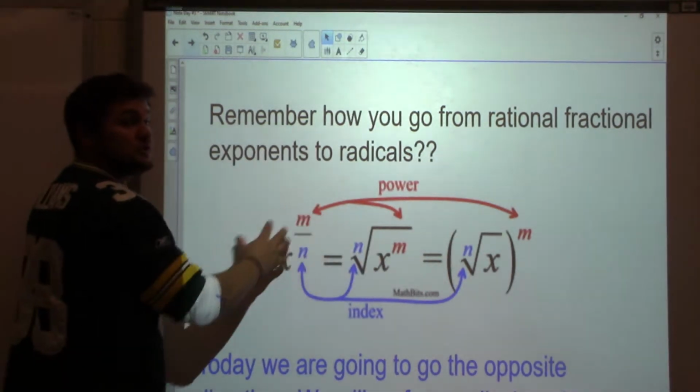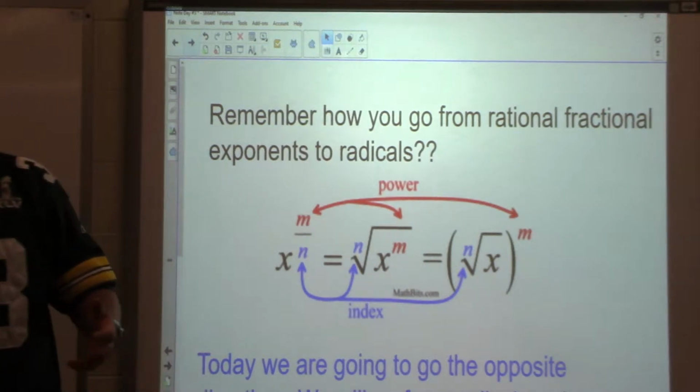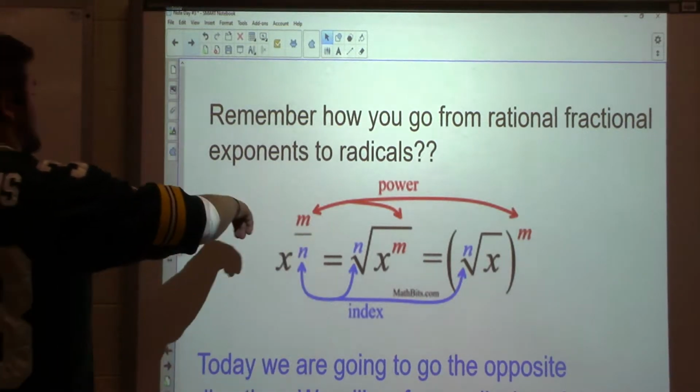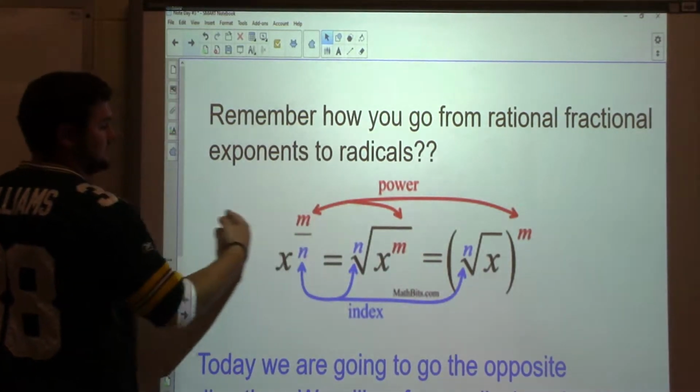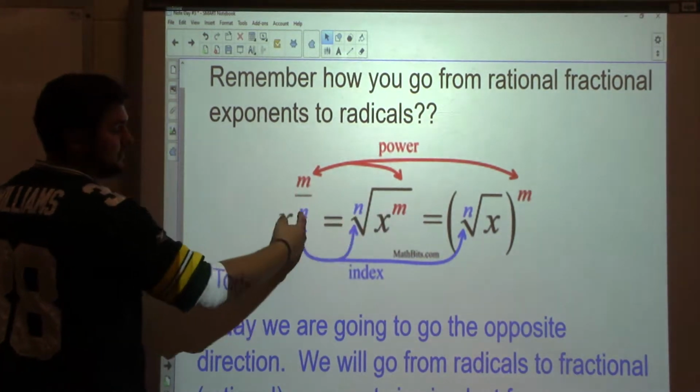It's important you know what each of those means. Exponential form, radical form. They're pretty self-explanatory, right? Exponential form has an exponent, radical form has a radical. So, yesterday we went this way, now we're coming back this way. Where our power will become our numerator, our root will become our denominator.